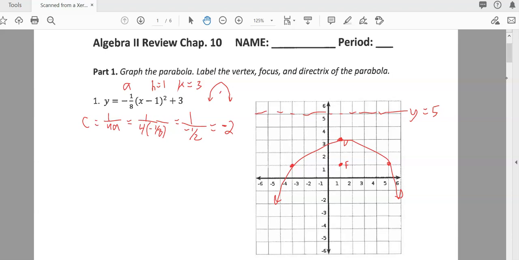So I think the formula for the focus point was (h, k plus c), I believe. And so if I'd used the formula, I would have said, okay, h is 1, k is 3, c is -2, so plus -2 or -2. And we get the point (1, 1), which is where that focus point is. So you could have used the formula for these, same thing for the directrix, for the shifted formulas, that would have been fine as well.